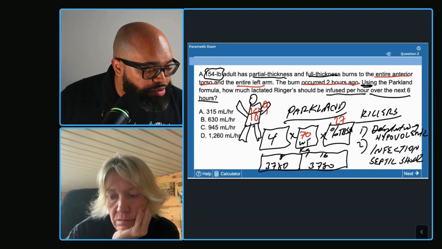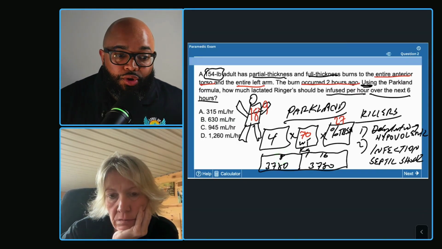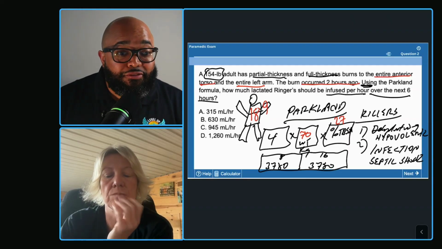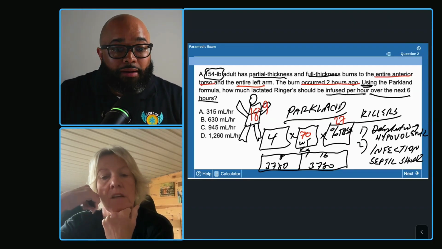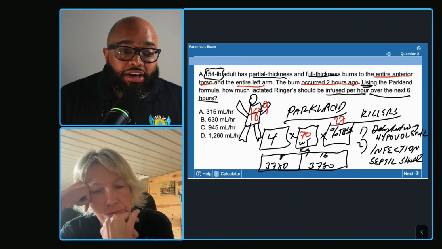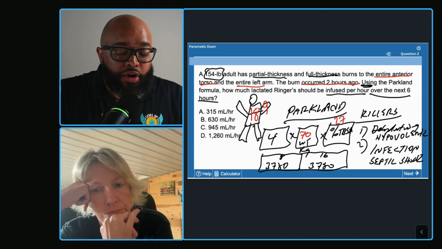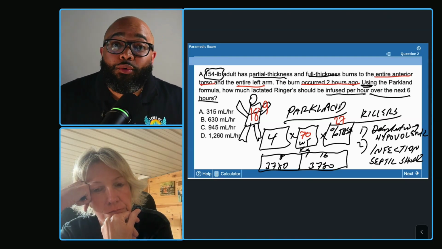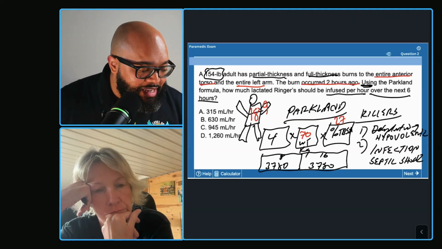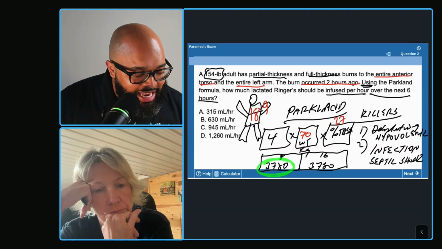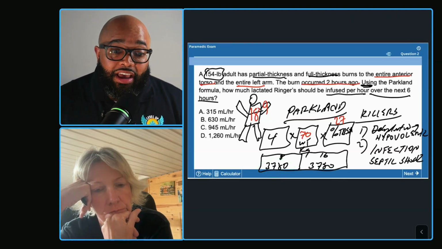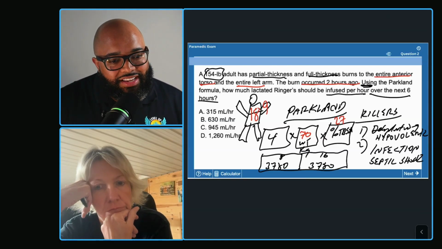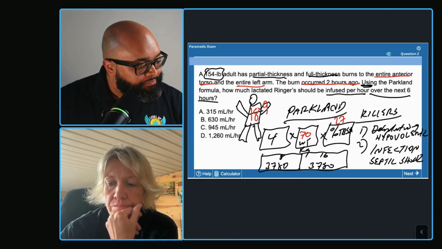So how many hours do we have left of the 8? If 2 hours have already been used up and we didn't give fluids, we got to make up for the lost time, so to speak. We got to make up for the lost fluids. Because in the 8 hours from the time of the burn, he has to get that amount of fluids, except we've already lost 2 hours. So what that means is now this 3780, instead of being given over 8 hours, has to be given over 6 hours. So we're going to take this 3780 and divide by 6.